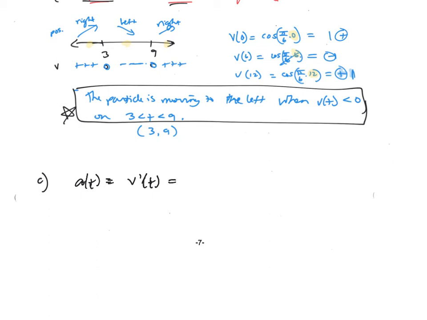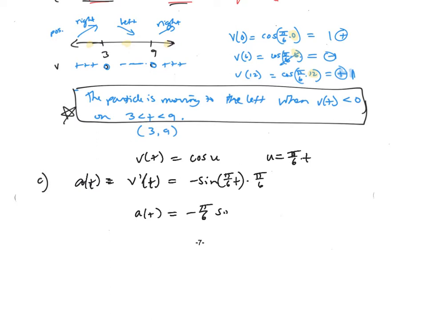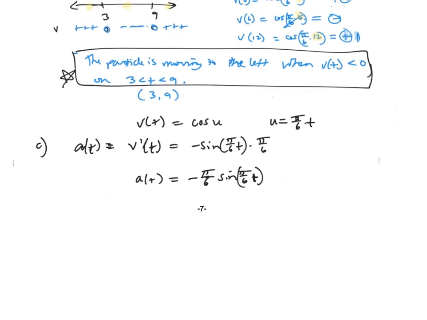And velocity was cosine, so derivative of cosine is negative sine. But really it's cosine u, and your u is pi over 6 times t. So u substitution here, chain rule. So there's my negative sine u, and then times u prime, which is pi over 6. So you might prefer to write that as negative pi over 6 times sine of pi over 6 t. It's probably the nicest form of that. Very common that they'll include chain rule in there.